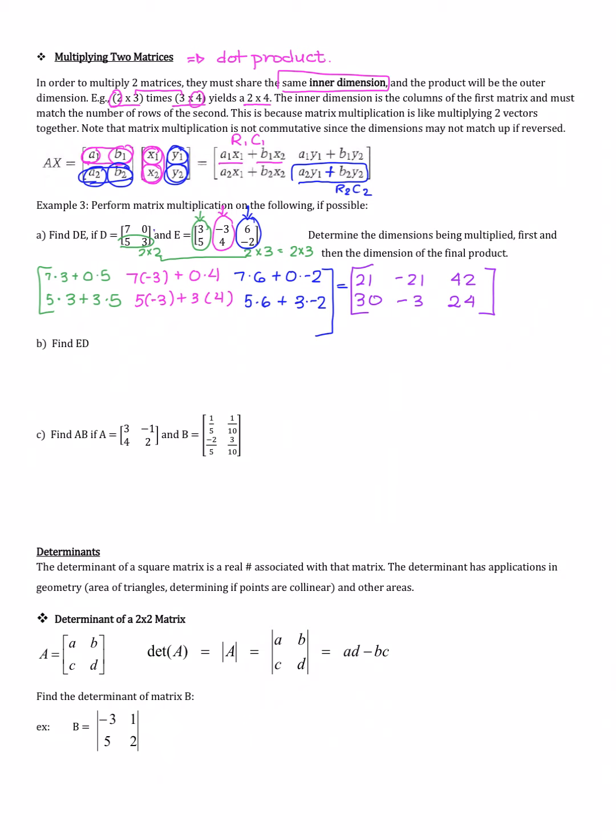I'm going to just double check my work here. Okay, that looks good. All right, so if I had to find E D, notice that E, again, is a 2 by 3. D is a 2 by 2. The inner dimensions do not match up, so we would say not possible. And if you had to justify why, you would say inner dimensions don't match.